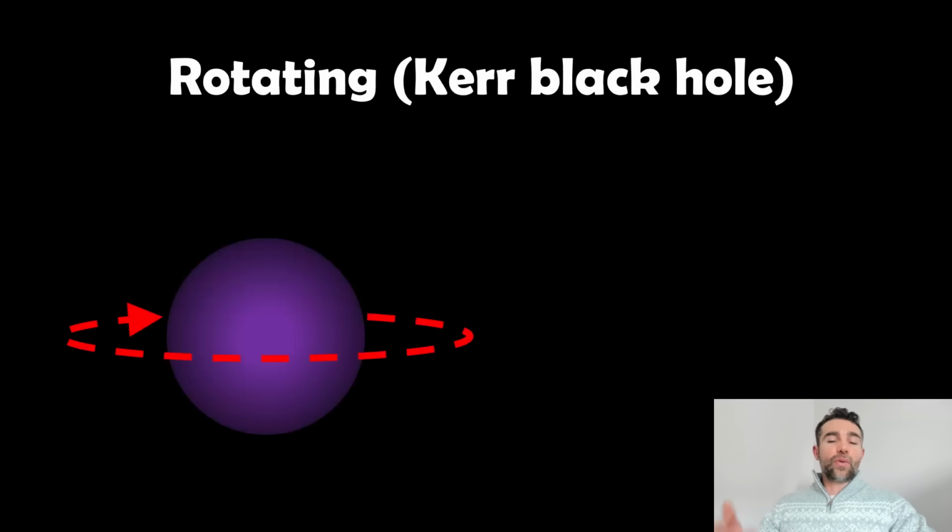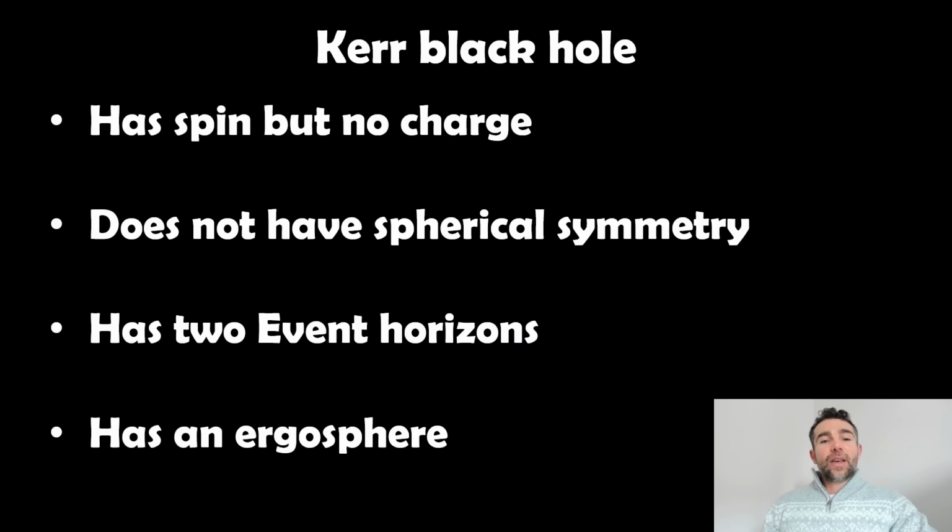You then got your rotating black hole. Now this is a rotating non-charged black hole, or we would call that a Kerr black hole. So now it's got some kind of rotational energy associated with it. It's got some angular momentum. And a Kerr black hole has spin but no charge. It doesn't have spherical symmetry anymore because it's rotating. And it has two event horizons and an ergosphere.